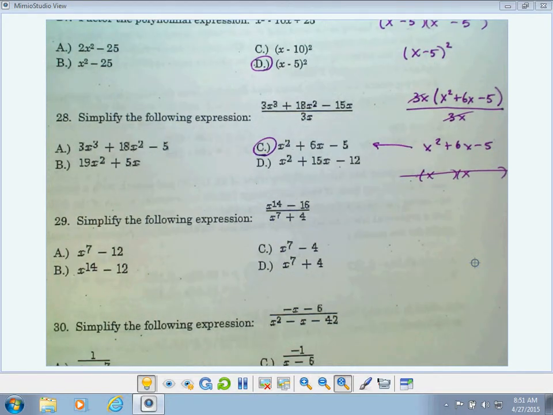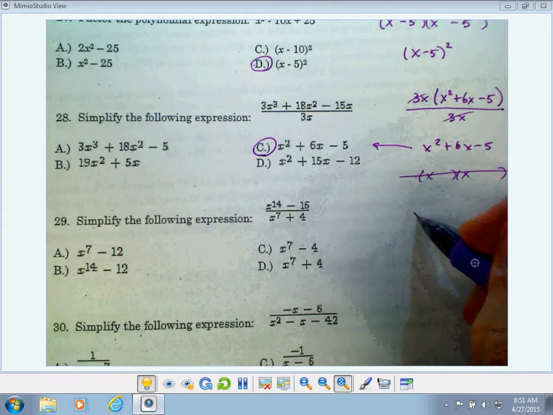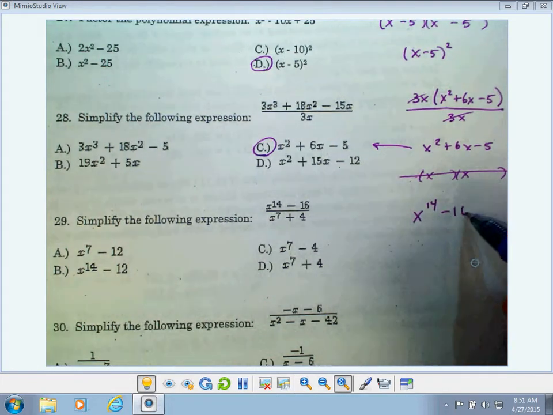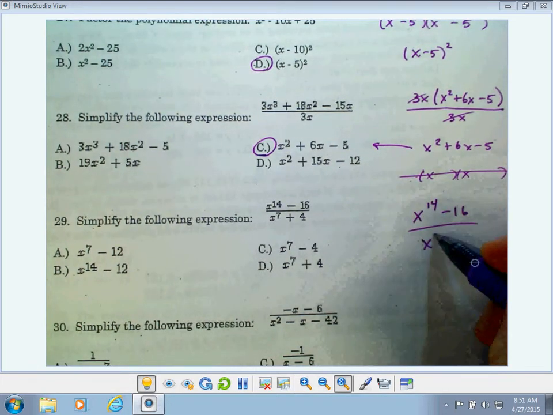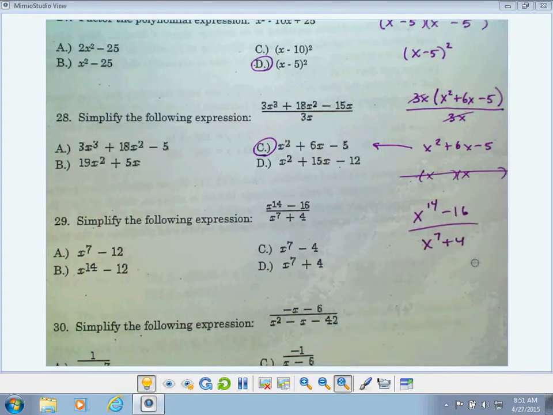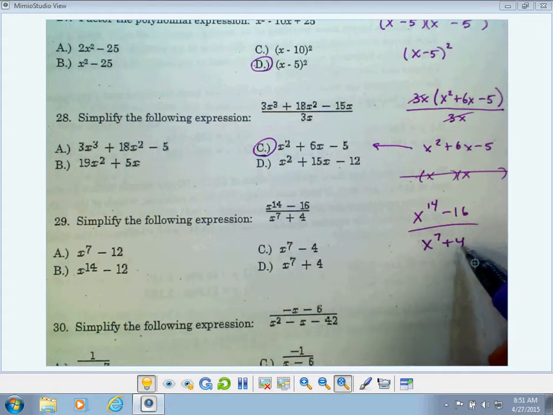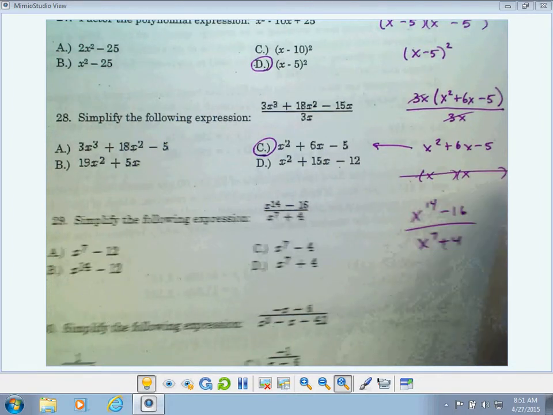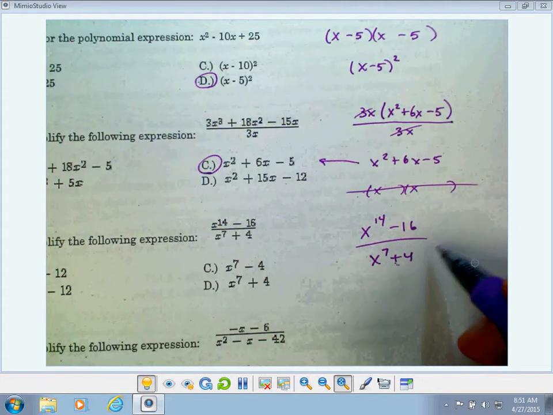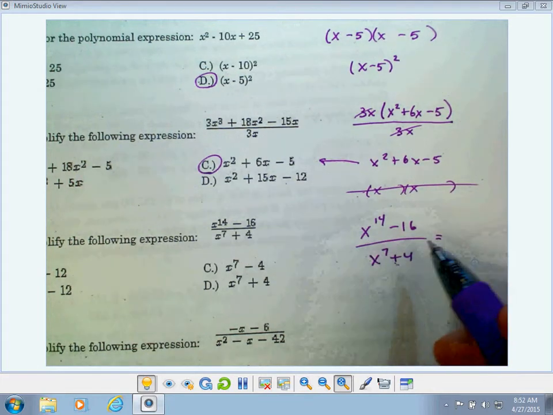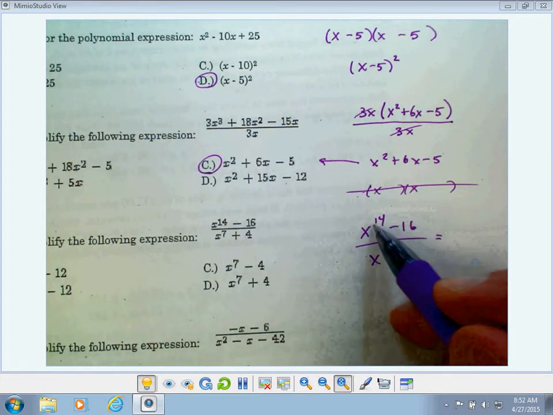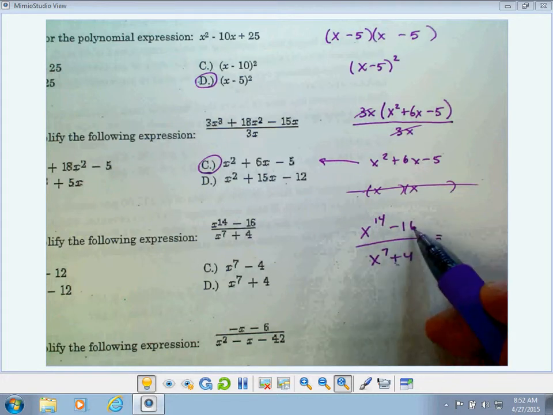Okay, number 29. Again, here we are with what looks to be a very complex factoring problem. But we'll find out if it's a little bit easier than it looks. The bottom one, it's two terms, and it's not a difference of two squares because it's not a minus sign. So I'm thinking that's probably not factorable. But let's look at that top part for a second. The top part is a difference of two squares, right? Because you can divide this by 2, and this is an easy square root, and it's a minus sign.